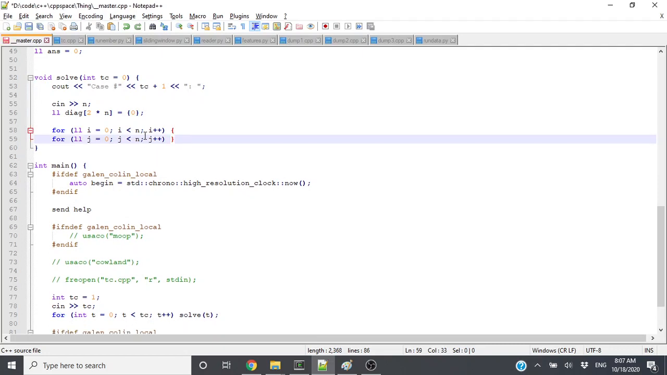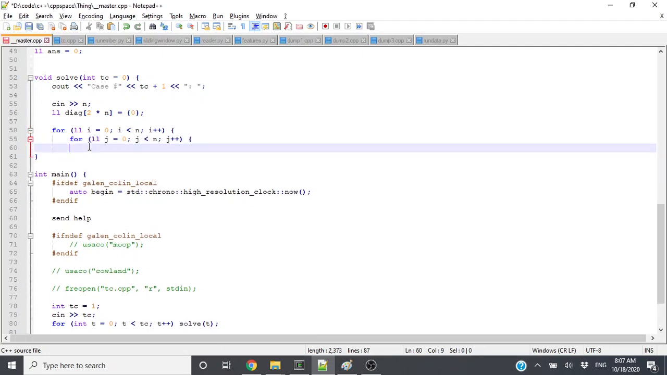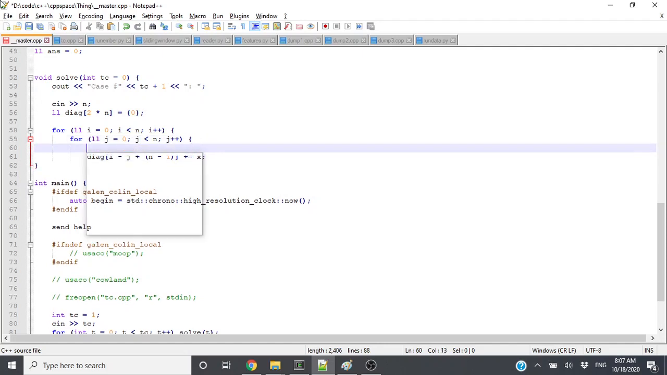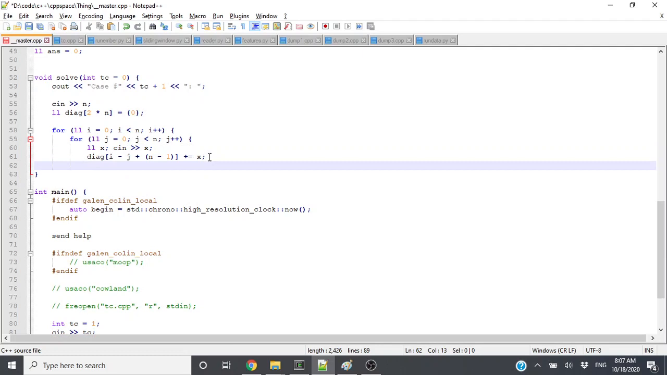What the hell? I screwed up my own formatting. Okay, so basically now we do i minus j plus n minus 1. And that works because the lowest j can be is n minus 1, plus equals x, and then we have to actually read in x. And we can just keep the answer as we go along.